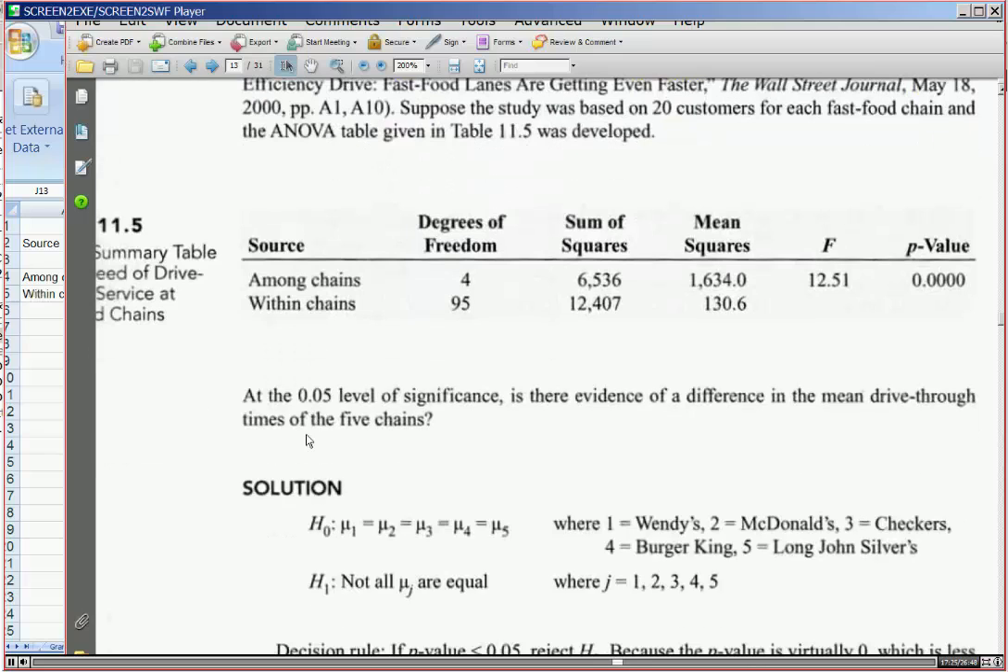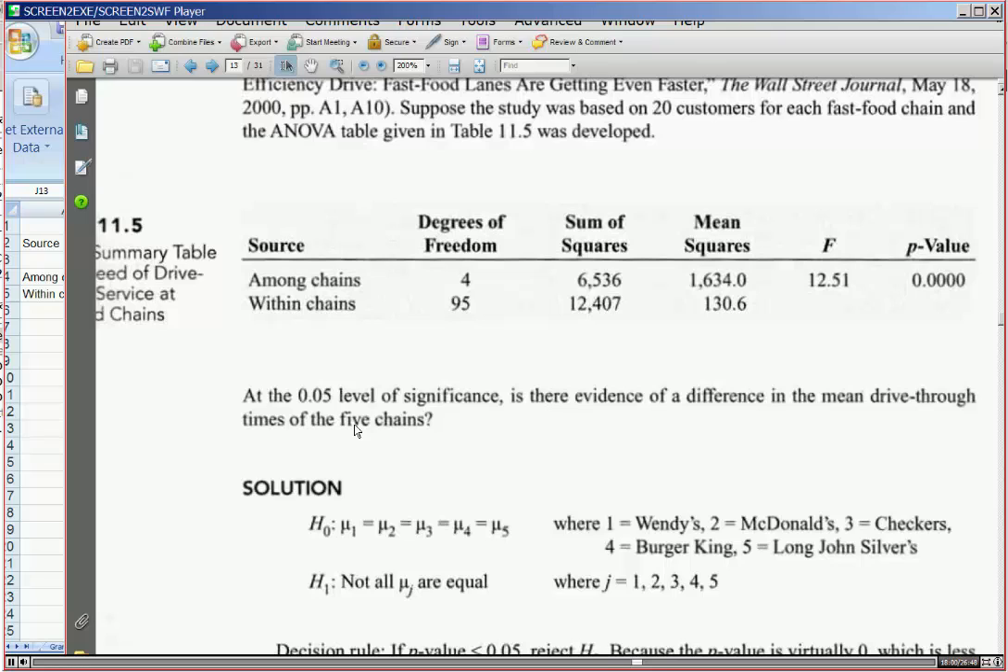Here's the question they want us to answer. At the 5% level of significance, is there evidence? Now, this question will pop up on many problems, including the ones on the test. Is there any evidence of a difference? And they're dropping a word here, they're missing the word significant: difference in the mean drive-through times of the 5 chains. In other words, they're telling us to look for differences which are not negligible.